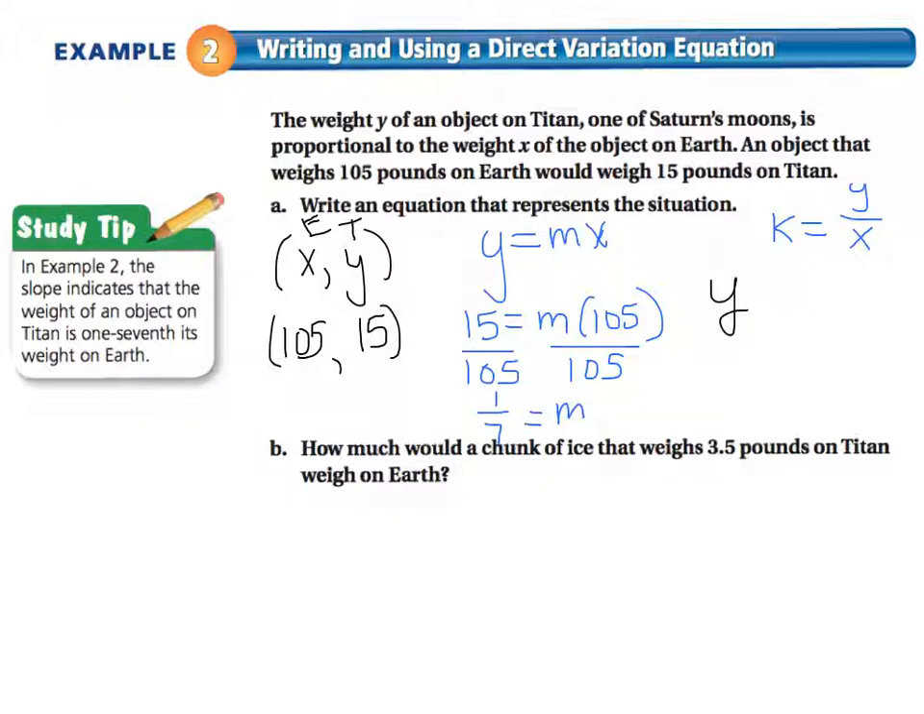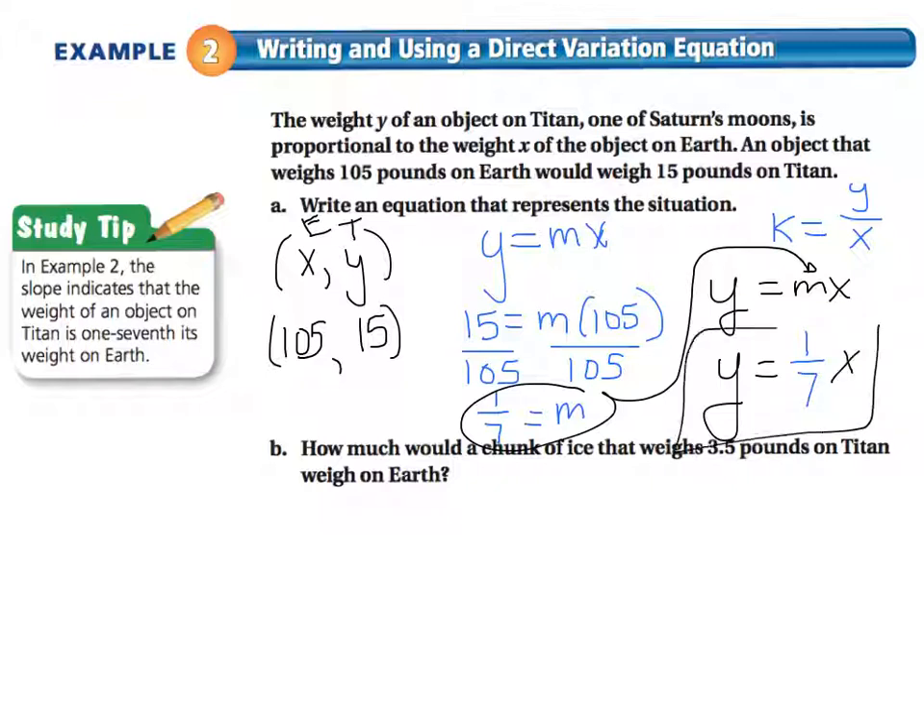But here's the most important part. I have to then take that m and plug it in. And that gives me y equals 1/7 x. That's my answer in direct variation form. Y equals 1/7 x. Now you don't have to go through all this process if you know that you just have to divide y divided by x. Don't ever forget y divided by x. So my equation is y equals 1/7 x.